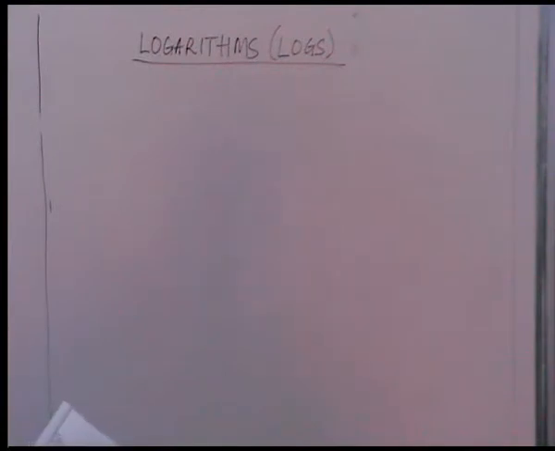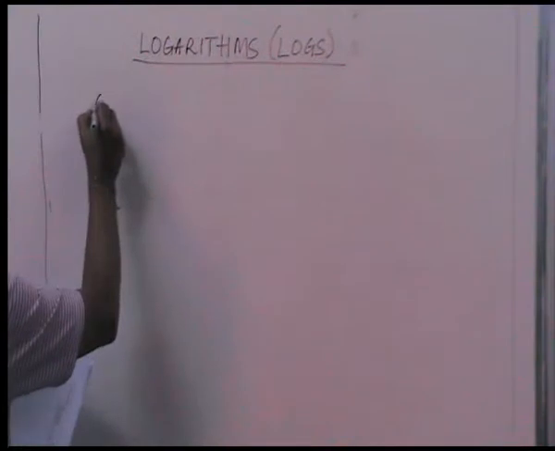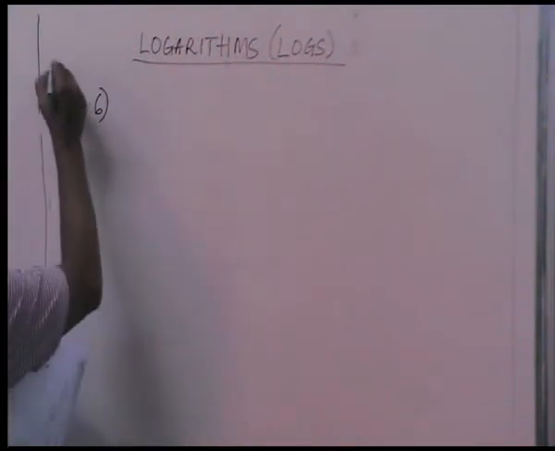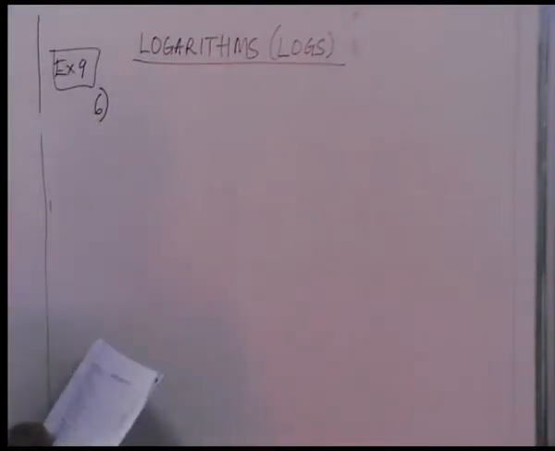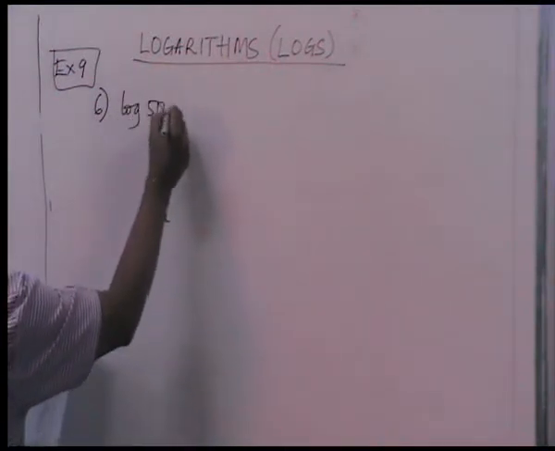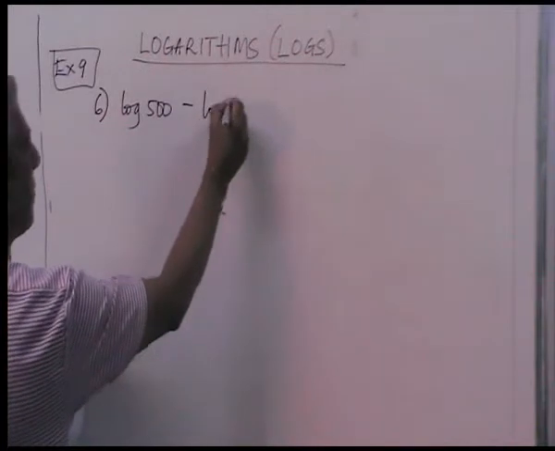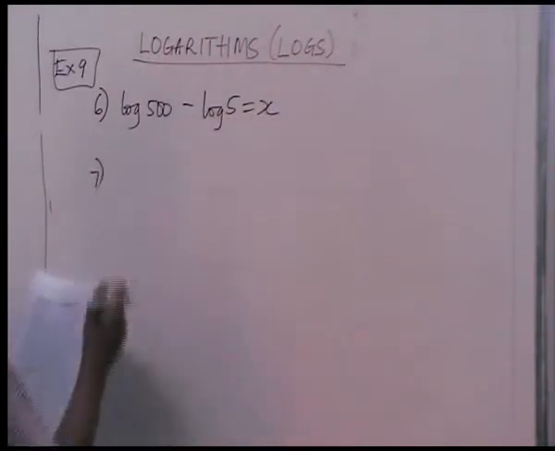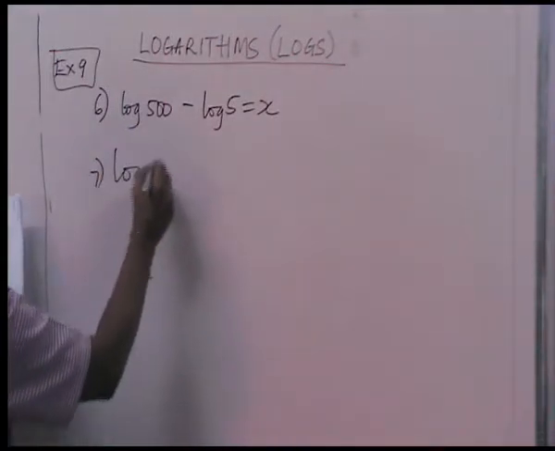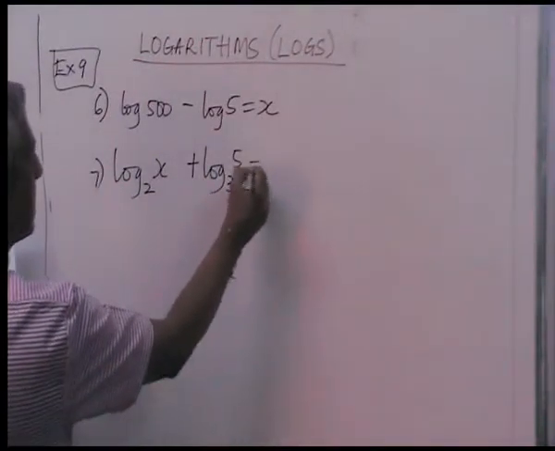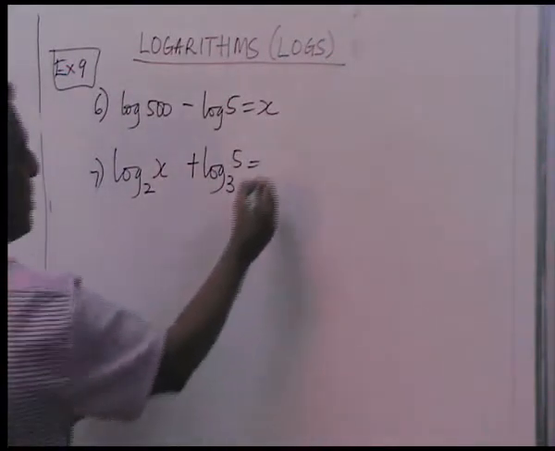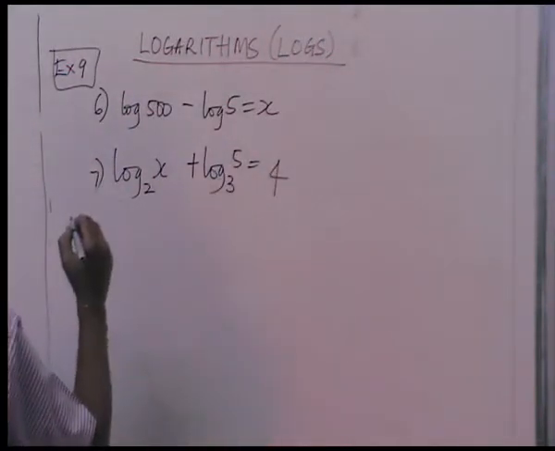Alright, sorry, I've got a slight change of program. I'm going to give you 5 more log equations, and you are at liberty to do those 5 equations any way you like. I think the last time I stopped at an exercise, let me just call it exercise 9, but it starts from number 6. Log 500 minus log 5 is equal to x. Number 7, log of x to the base 2 plus log of 5 to the base 3 is equal to 4. Sorry, this is base 3.